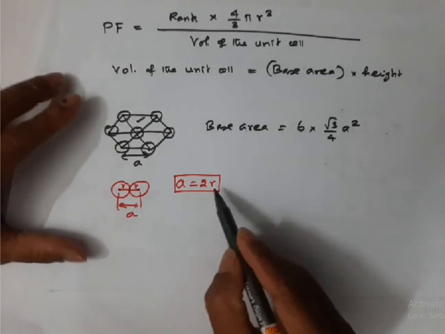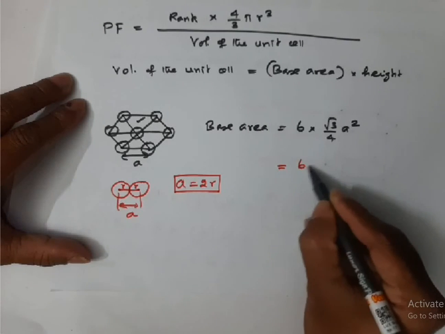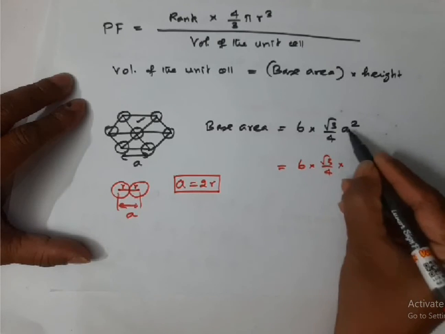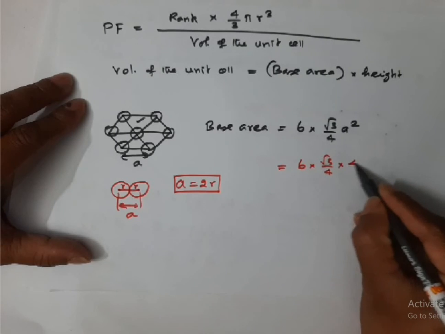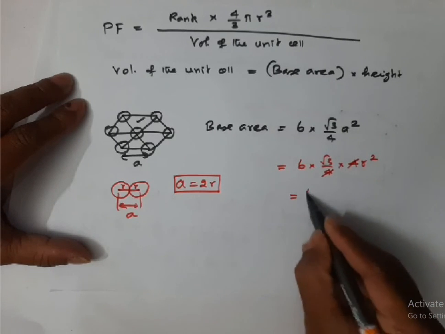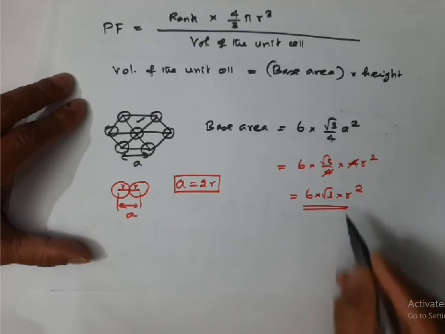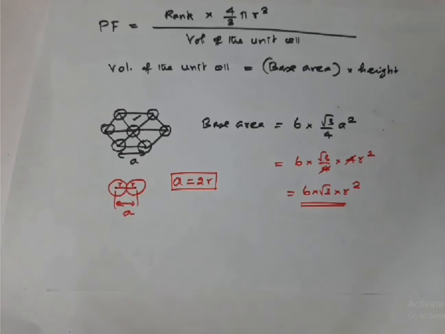So if I introduce this a value here, I'll get 6 into root 3 by 4 into, since a is 2R, a square is 4R square. This 4 and this 4 cancel, so you'll get 6 into root 3 into R square. This is the base area of the hexagonal face.